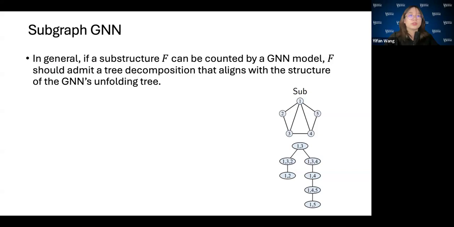Okay, so in general, if a substructure F can be counted by a graph neural network, F should admit a tree decomposition that aligns with the structure of the graph neural network unfolding tree. So this figure shows one example of the unfolding tree for the subgraph graph neural network framework.